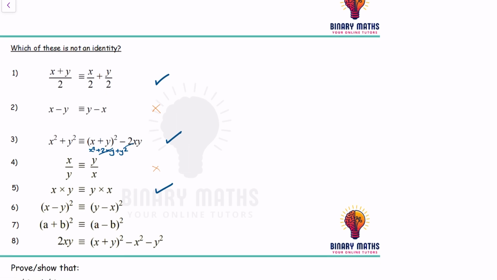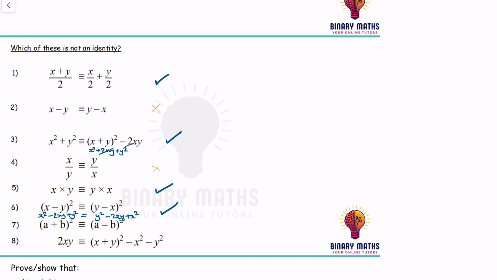Question 6, is (x minus y) squared equal to (y minus x) squared? Yes, that's true, because if you expand this one, you get x squared minus 2xy plus y squared. And on the other side, you're going to get y squared minus 2xy plus x squared. So it does work out. You get the same terms but in a different order. But obviously, when you're adding and subtracting, you can change the order as well.